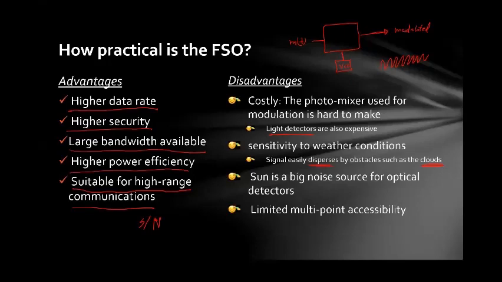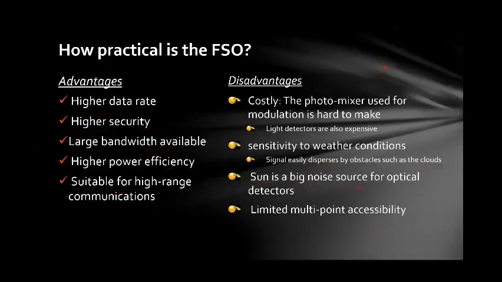The other disadvantage is the sun. Because it's an optical source of high amplitude, it usually interferes with the detectors. The last disadvantage is limited multi-point accessibility, and we already talked about that, because the array is focused on one particular area. The other ground stations will not get any signal from the space.